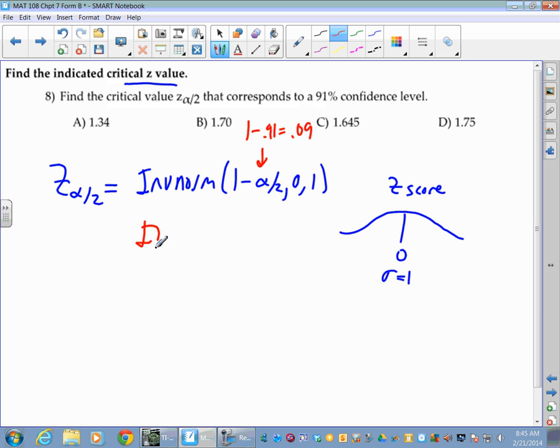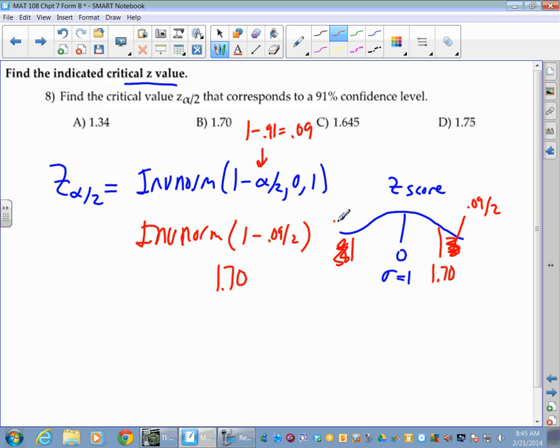So what do you get when you calculate inverse norm? 1 minus 0.9. 0.09 divided by 2. What did you get? 1.70. So you make your little mark right here, 1.70. Shade this in, and how much is that area? Well, that's the 0.09 divided by 2 because it's in 2 tails. 0.09 divided by 2. Okay? Questions?